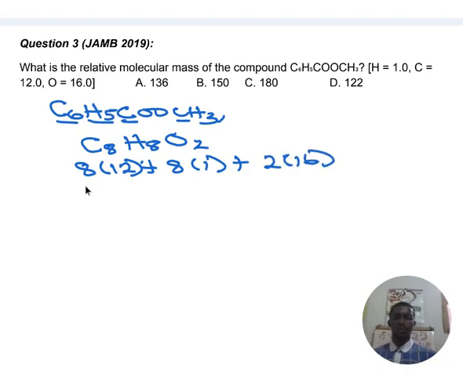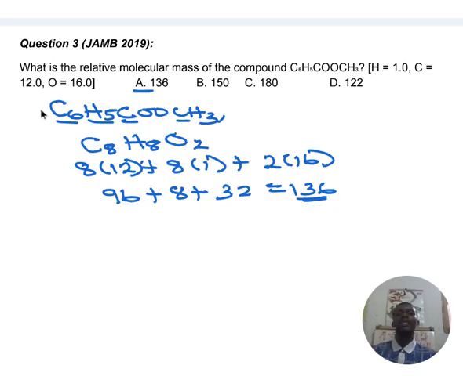So now, 8 times 12 is going to give us 96, plus 8 times 1 is 8, and 2 times 16 will give us 32. So if you sum up their atomic masses, you are going to get 136, which is option A. So that is how we calculate the relative molecular mass of some compounds.